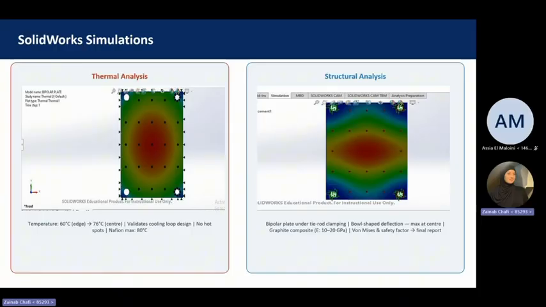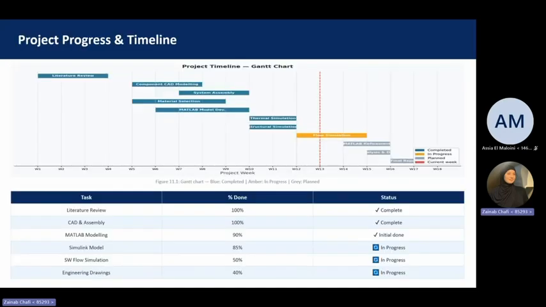Next, the structural analysis evaluates the stresses caused by the clamping force applied to the bipolar plates. The maximum deformation occurs near the center, but it remains within acceptable limits. Overall, these simulations confirm that our design is mechanically and thermally reliable.